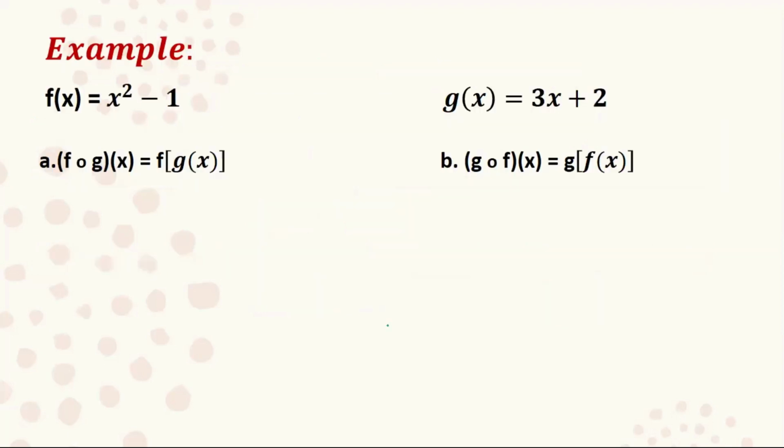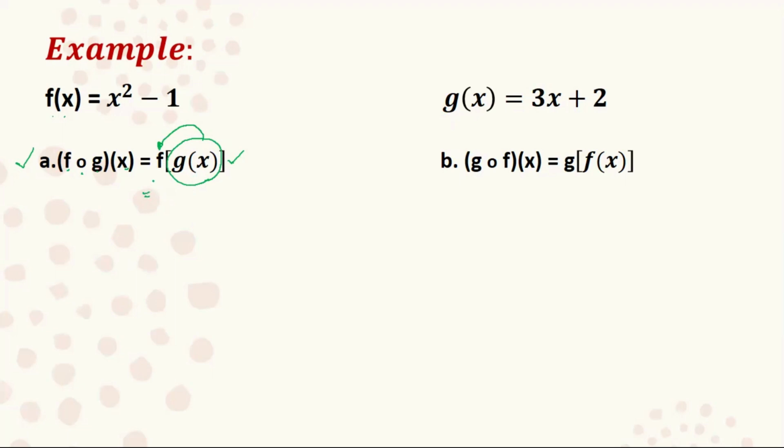So let's try it. Example, f of x is equal to x squared minus 1, g of x is equal to 3x plus 2. Then in A, you are asked to find f of g of x. Can also be expressed as this one. So, in this case, ibig sabihin, itong inner function, yan yung isa-substitute nyo sa variable na present sa outer function na ito, which is f of x.